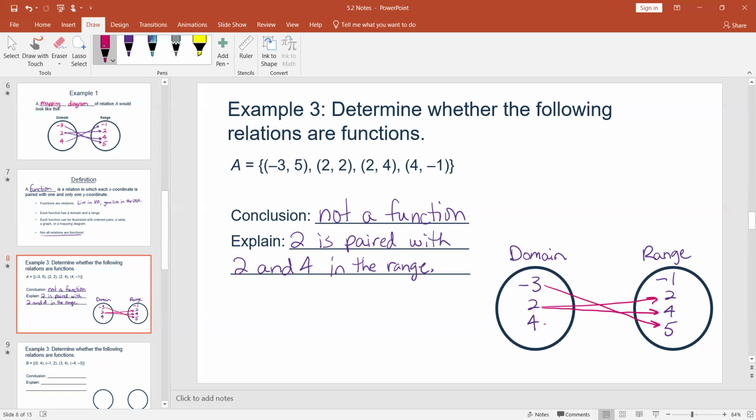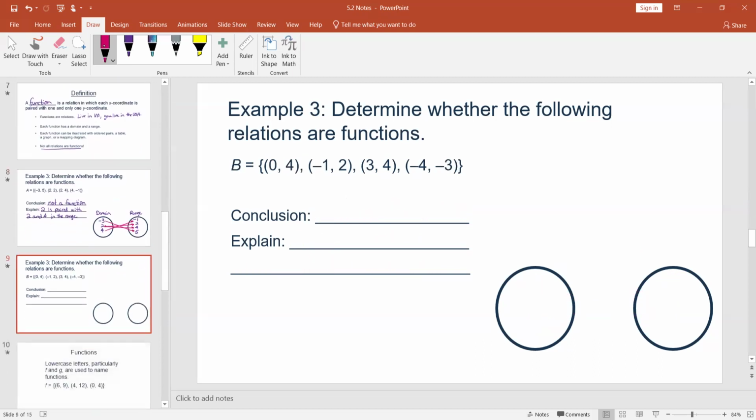But to keep it clean, let's go ahead and do the whole thing. But because of this guy right here, not a function. Let's look at our second one here. So for this one, I have 0 and 4, -1 and 2, 3 and 4, and -4 and -3. So I just kind of pick out all of my x coordinates. Each one is unique and different: 0, -1, 3, and 4. So this is a function.